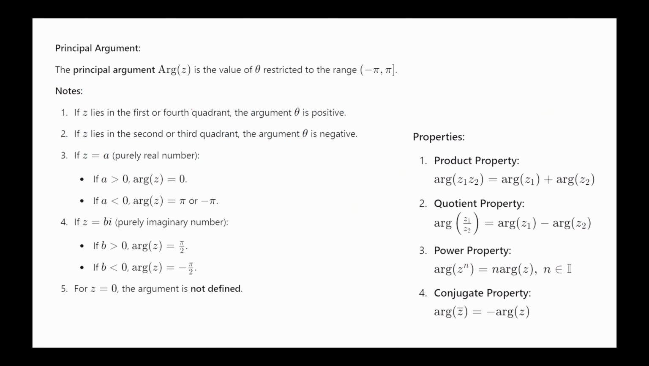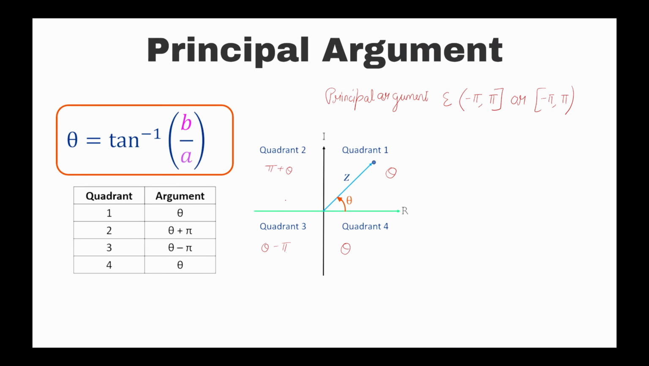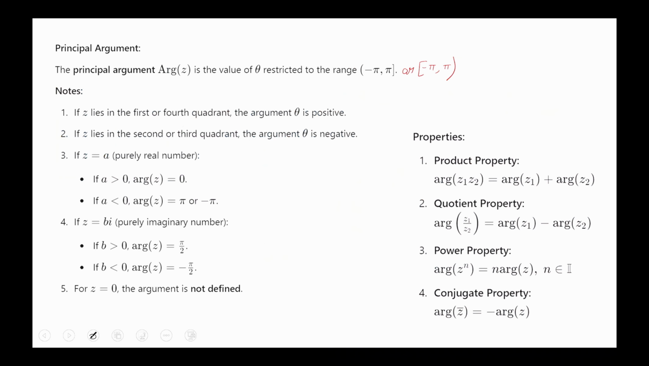Now here are a few properties of principal argument. Principal argument is the value of theta which is restricted in this range. It can be either this, or it can be in this format also, minus pi up till pi, where pi is not included. So principal argument means our value is restricted to only minus pi to pi. That means in my first and fourth quadrant, my argument would always be positive. In my second and third quadrant, my argument would be negative.